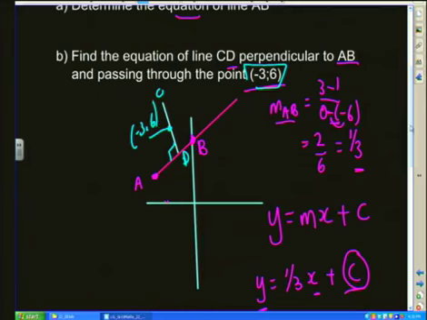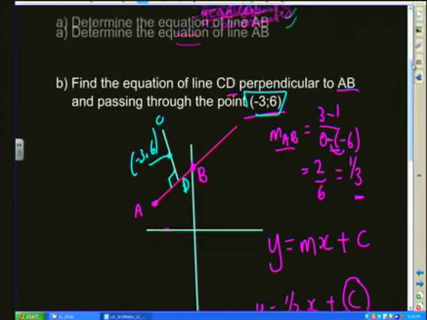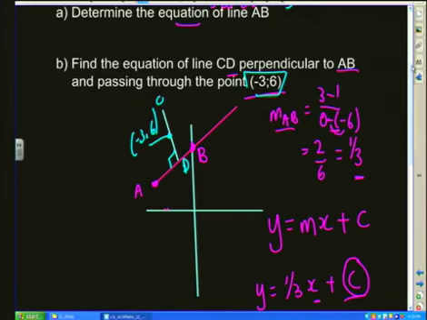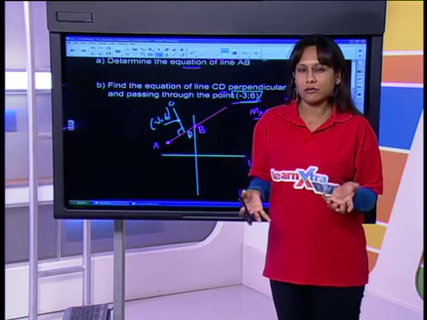Remember, you're finding the equation of the straight line. You need a gradient. You need a set of coordinates. You've got the coordinates. You don't have the gradient. So how do you find the equation of this line that's now perpendicular to another line? Remember, we discussed this in the summary at the beginning of this lesson.